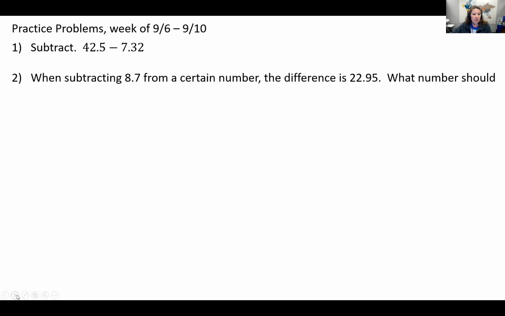Number 2, when subtracting 8.7 from a certain number, the difference is 22.95. What number should go in the box? All right, so I'm just going to start subtracting like I normally would. So 5 minus 0 is 5. I'd have to turn the 6 to a 16. 16 minus 7 is 9.